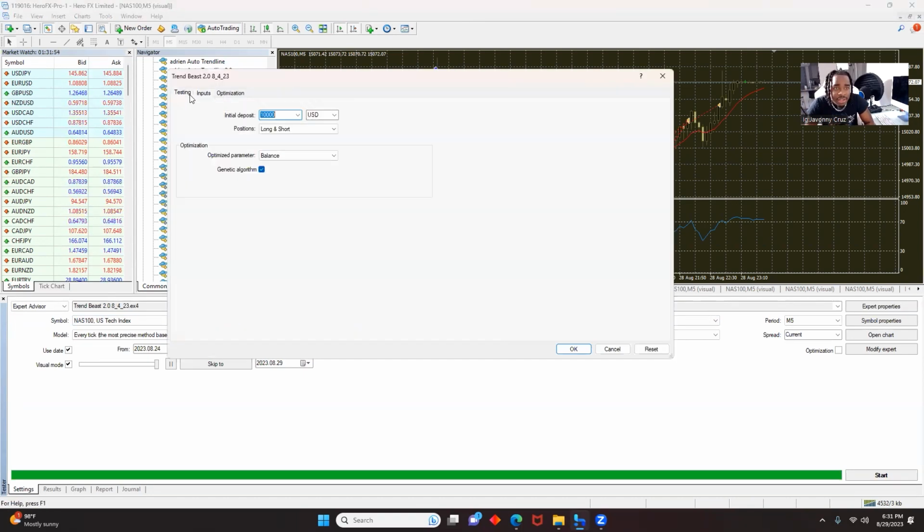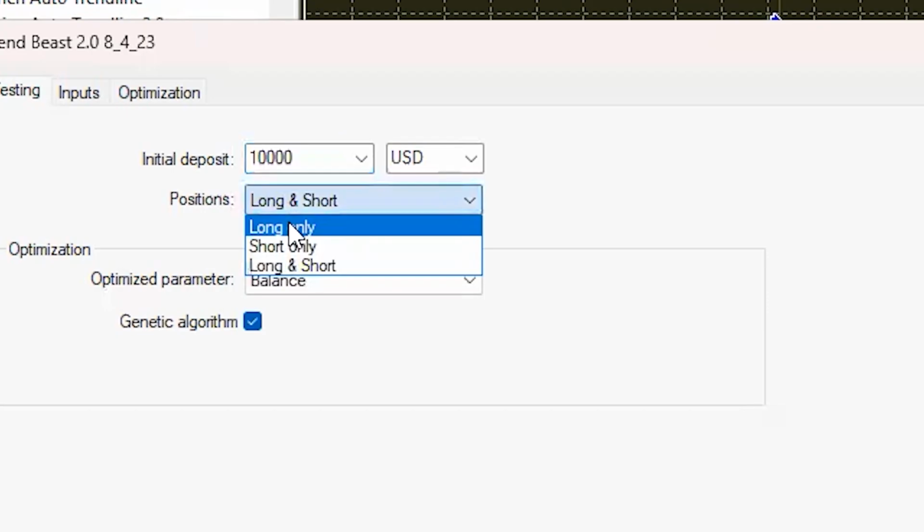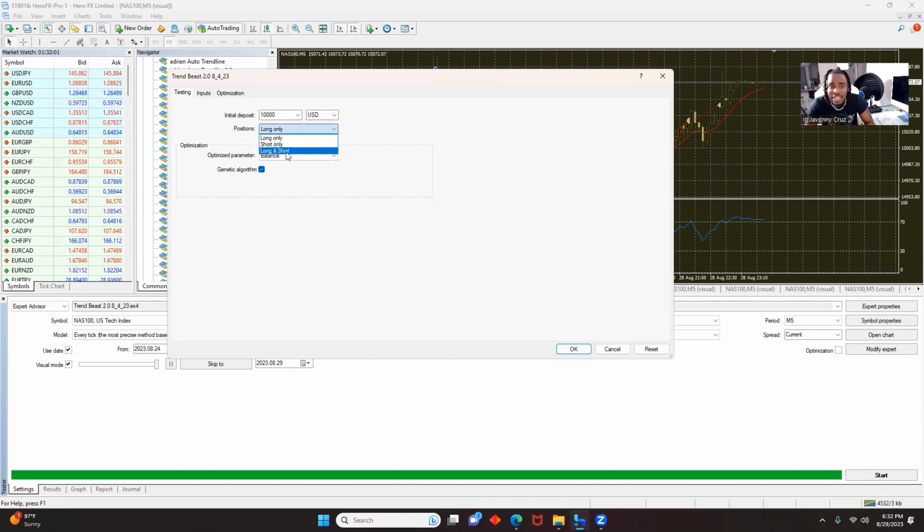Literally, with this bot, we've had it on long and short, and those were the results. You can also just put long only or shorts only if that's the only opportunity that you see in the market. But it doesn't matter because the bot can identify whether it is a long or short by the trend.